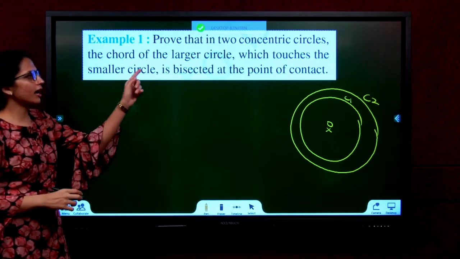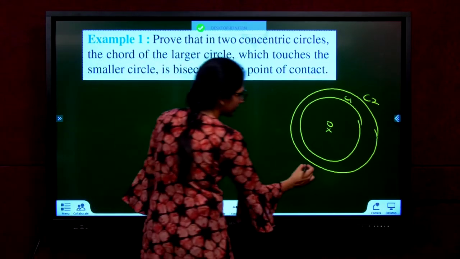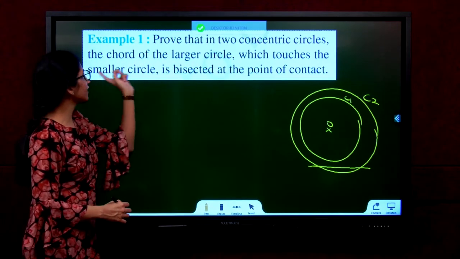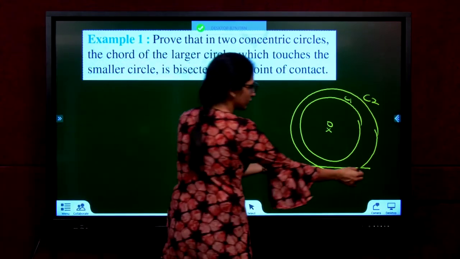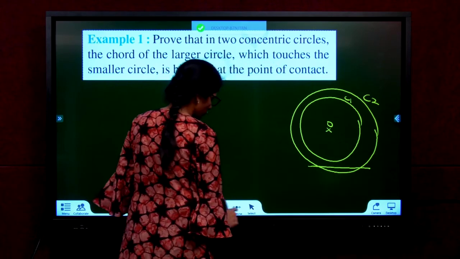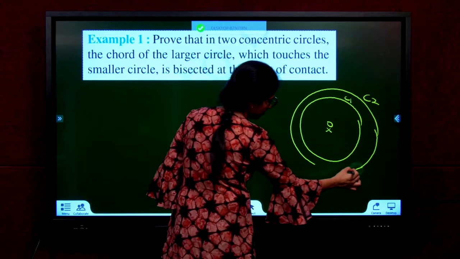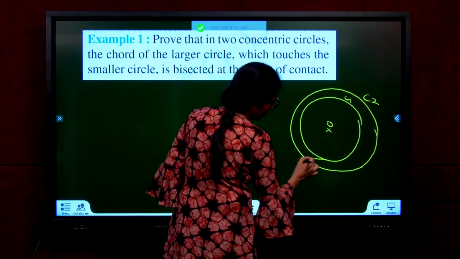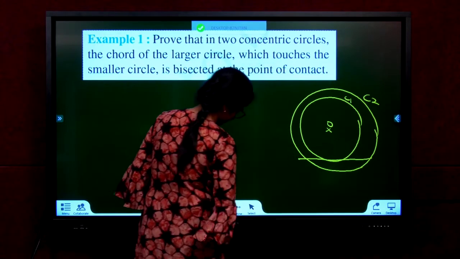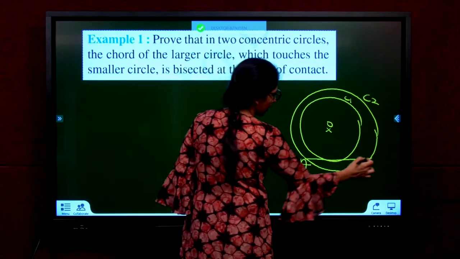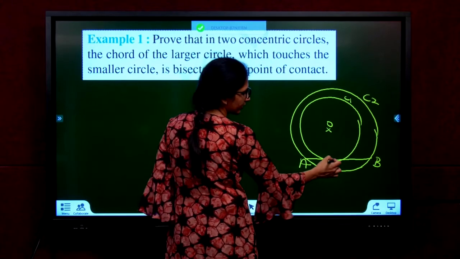The chord of the largest circle, see, a chord can be here also. But they are talking about the chord of the larger circle which touches the smaller circle. Does this chord touch the smaller circle? No. So we have to choose a chord that touches the smaller circle. See, this is a chord for this circle and it touches the smaller circle at one point.